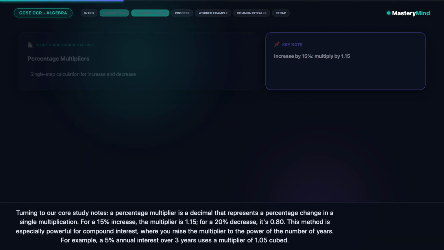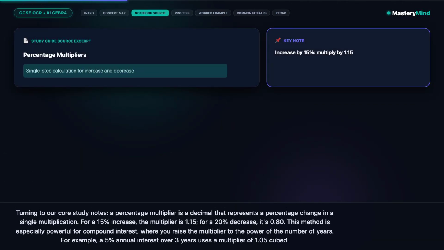Turning to our core study notes, a percentage multiplier is a decimal that represents a percentage change in a single multiplication. For a 15% increase, the multiplier is 1.15, for a 20% decrease, it's 0.80. This method is especially powerful for compound interest, where you raise the multiplier to the power of the number of years. For example, a 5% annual interest over 3 years uses a multiplier of 1.05 cubed.